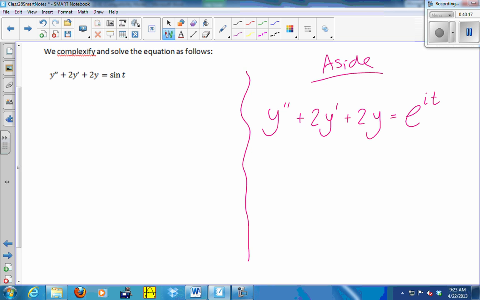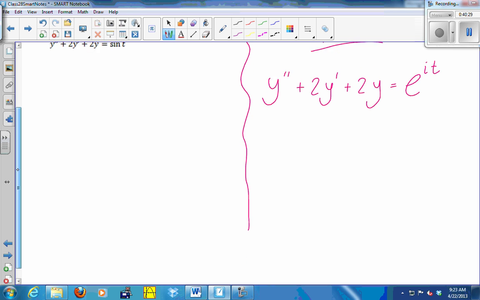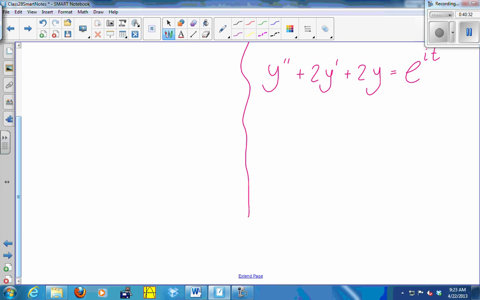So the question is, because this equation is related to this equation, the solution to this equation should be related to this equation. The question is how. So I'm just going to play around with this a little bit until I figure out how the solutions are related. All right, so guess a solution: y equals a e to the it, or alpha e to the it.